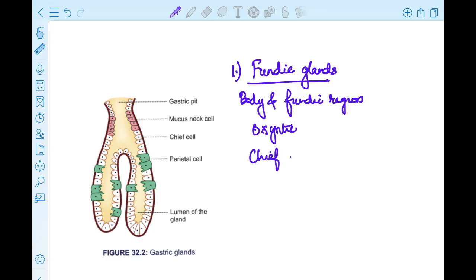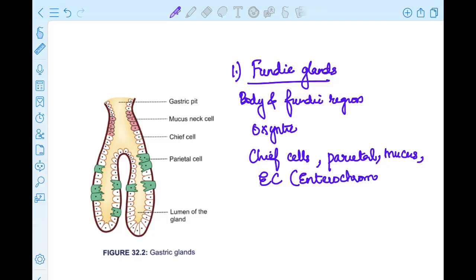chief cells, parietal cells, mucous cells. Then there is another group of cells called the EC cells, that is enterochromaffin cells, and we also have enterochromaffin-like cells, that is ECL cells. So these are the major cells present in the fundic glands. These are the key cells that comprise the fundic glands.